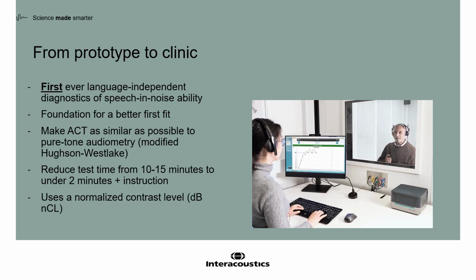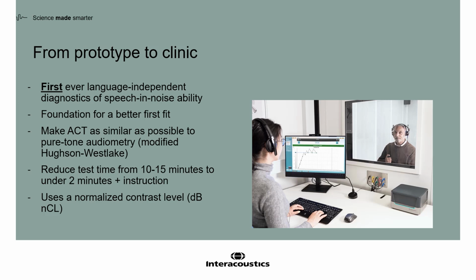So after all this research, what makes ACT so special? We have a foundation for a better first fit. The ACT value has a strong correlation to predicted aided performance in noisy environments, the most common concern reported by patients with hearing loss. This value can help guide you on how to adjust advanced features on the hearing aids at the first fitting. For select hearing aids, the ACT value can be input into the hearing aid manufacturer software, and the adaptive features of that hearing aid can be automatically adjusted.